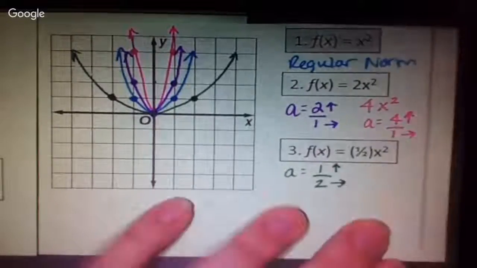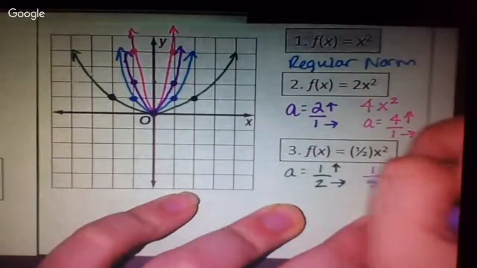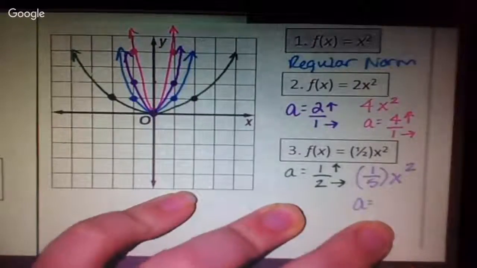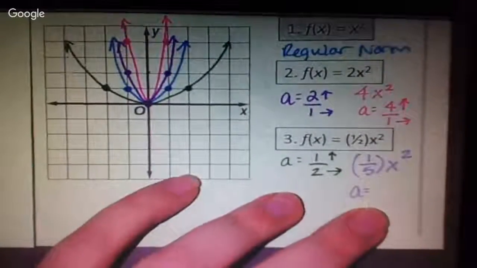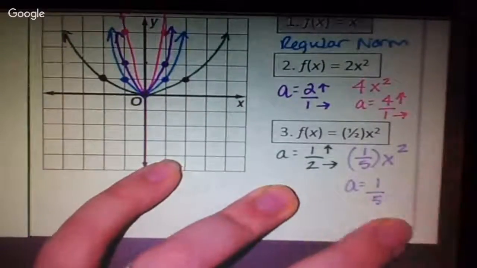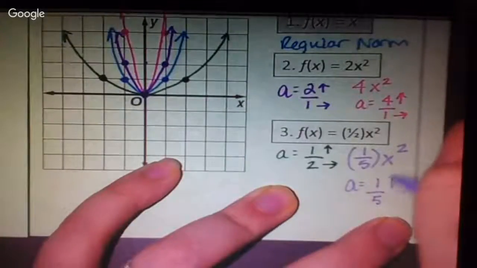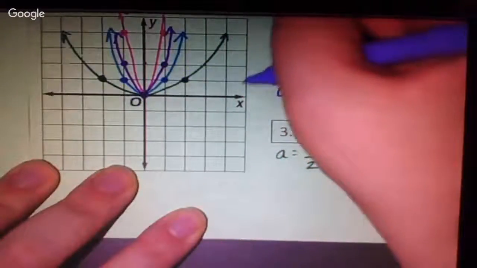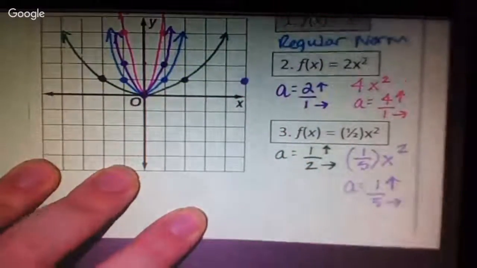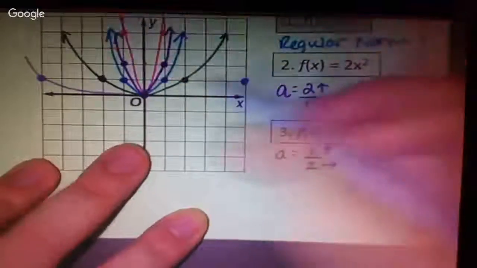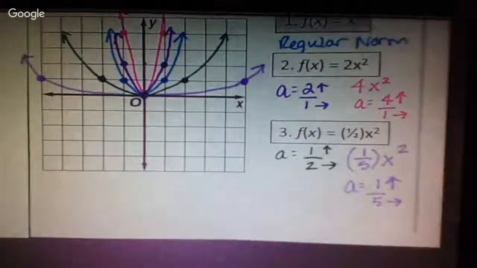Let me make up one here. Let's do 1/5 x squared. What's my a value? 1/5. And how do I move? 1 up and to the right by 5. So now I go up 1 and 1, 2, 3, 4, 5. And again, what happens on the right happens on the left. That's like super fat norm. It's a beast.